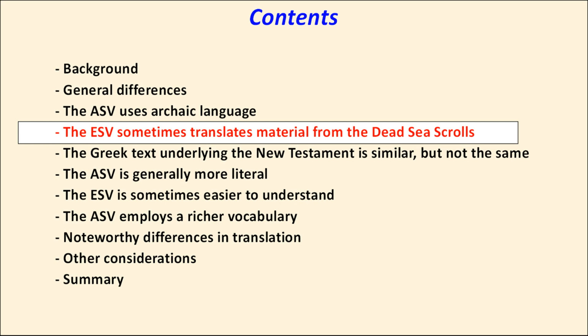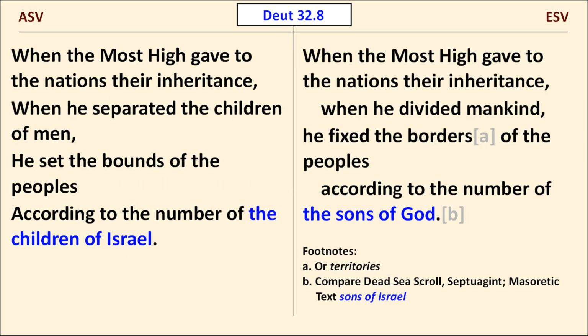These two ASV versus ESV videos concentrate on the New Testament, but in the next few charts we'll look at a few examples of where the two translations differ in the Old Testament, primarily due to the fact that the English Standard Version translates material from the Dead Sea Scrolls rather than the Masoretic text. Under this heading, we'll also see instances where the English Standard Version departs from the Masoretic text to follow ancient translations, like the Septuagint or Vulgate.